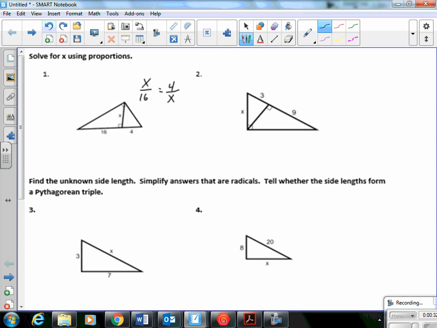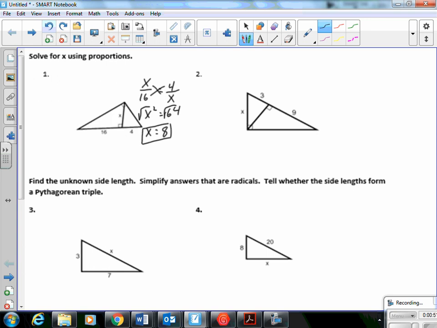Once we have the proportion, then it's just cross multiplying. X squared equals 64. And then take the square root of both sides to get rid of the square on the x. And we end up with x equals 8.